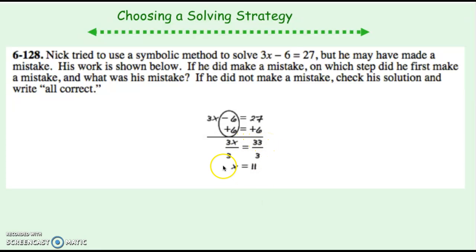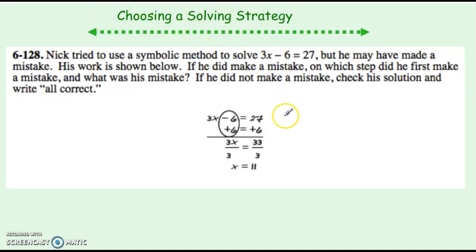Now to get x by itself, you have to divide by 3 to undo the 3 times x. So I divide by 3 on the left, divide by 3 on the right. That looks good. 33 divided by 3 is 11, so x equals 11. All of his steps look good to me. So I think it would be the last one that says, if he did not make a mistake, check his solution and write all correct.